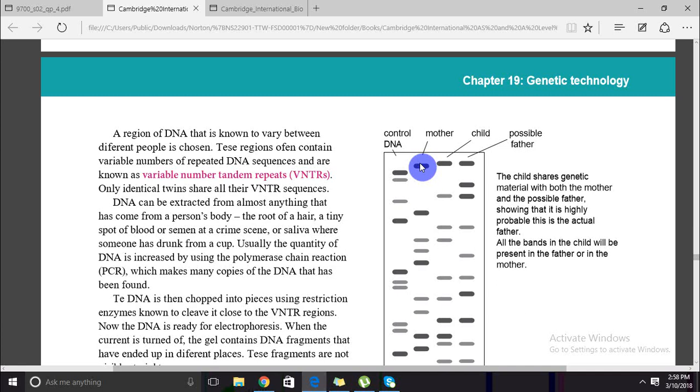Well, the DNA is first chopped into pieces using restriction enzymes. So really, restriction enzymes are really important. They come into play here as well. And they use those restriction enzymes that are known to cleave it close to the VNTR regions. And that is why the fact that restriction enzymes are so specific comes in really helpful.